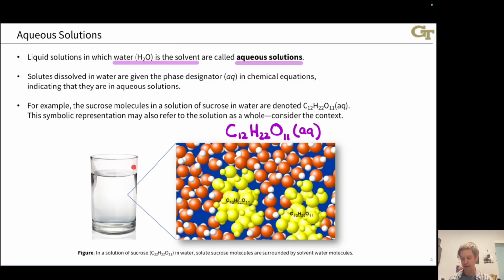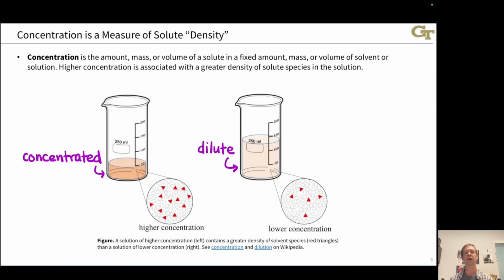In order to count sucrose molecules in this solution, we need a different measure, some measure that allows us to go from the mass or volume of the solution as a whole to the mass or volume or number of moles of sucrose particles in that solution. And the conceptual measure here, the big idea, is what we call concentration. Probably a term you've heard before.